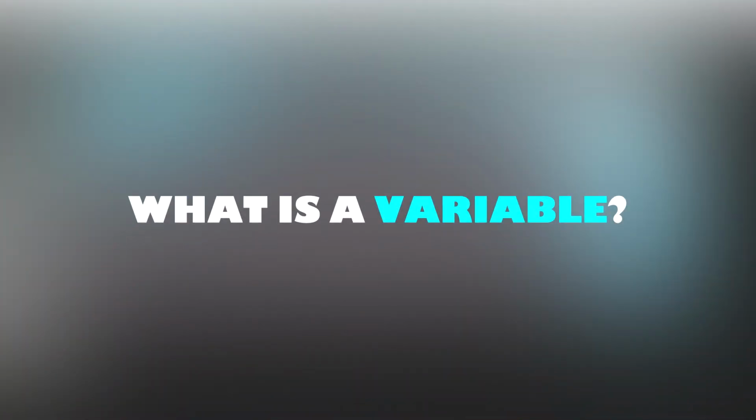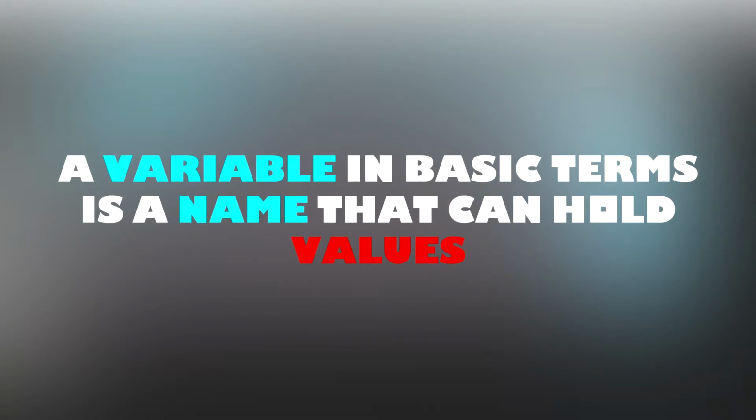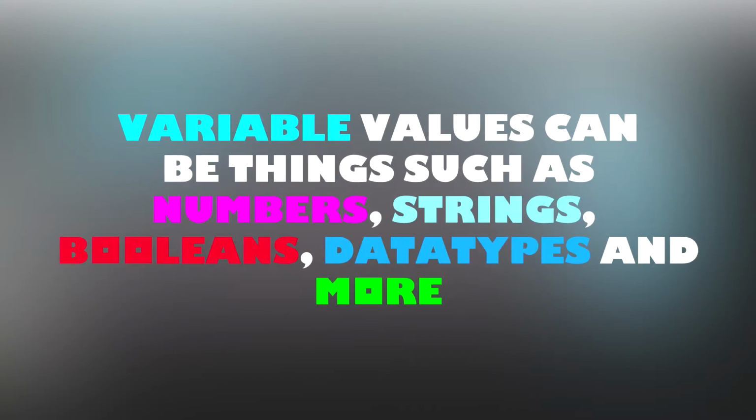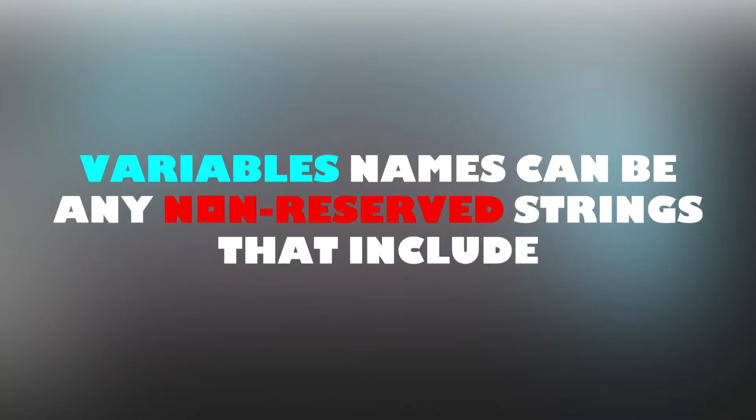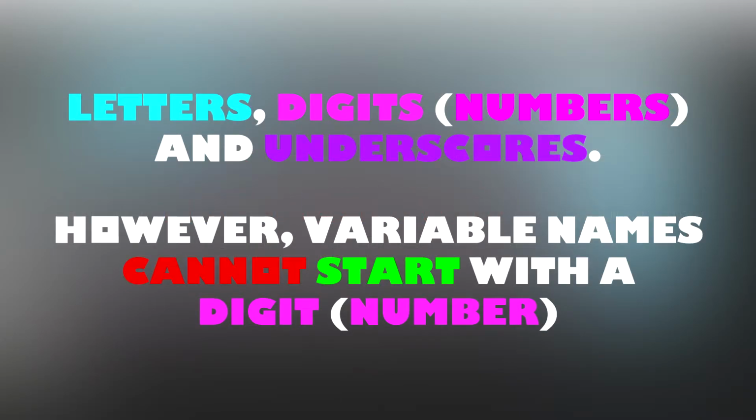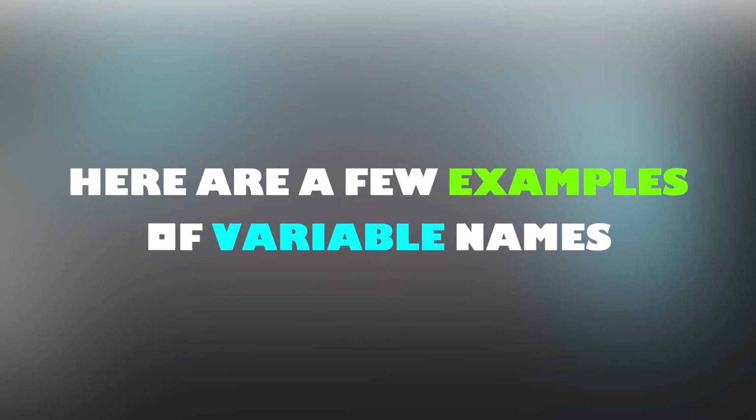What is a variable? A variable, in basic terms, is a name that can hold values. Variable values can be things such as numbers, strings, booleans, data types, and more. Variable names can be any non-reserved strings that include letters, digits, and underscores. However, variable names cannot start with a digit. Here are a few examples of variable names.